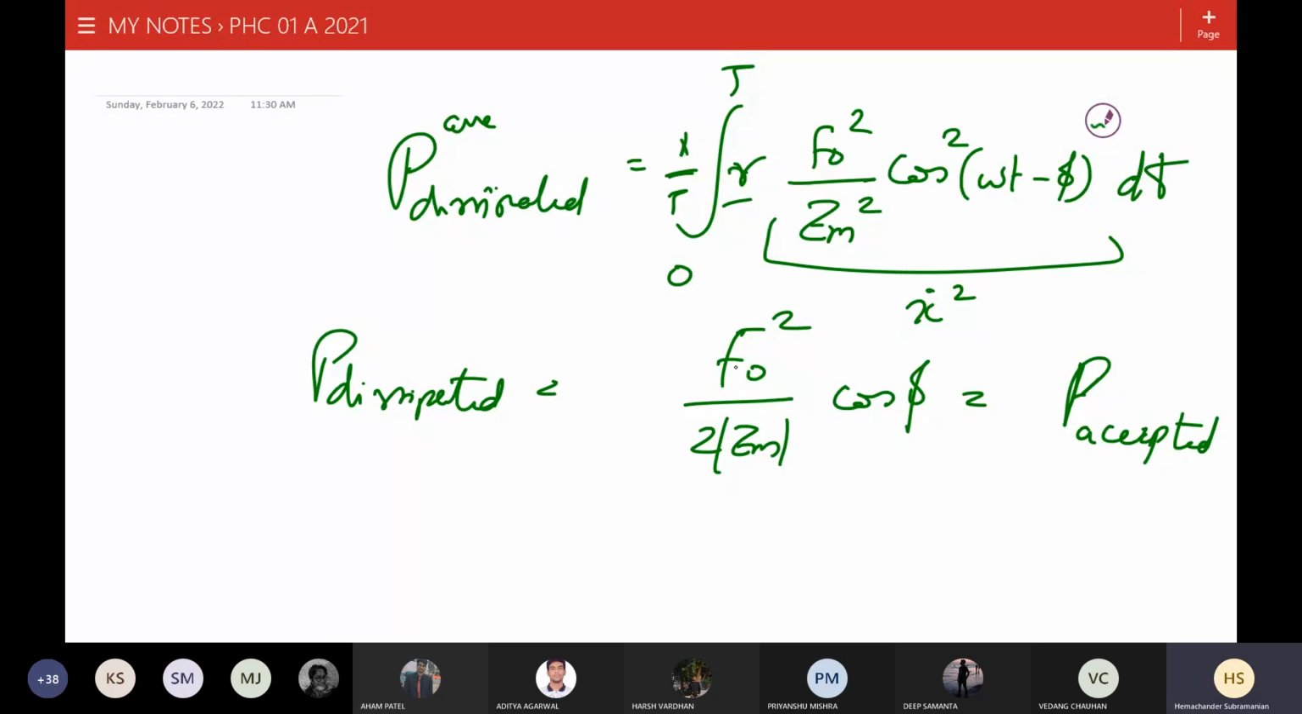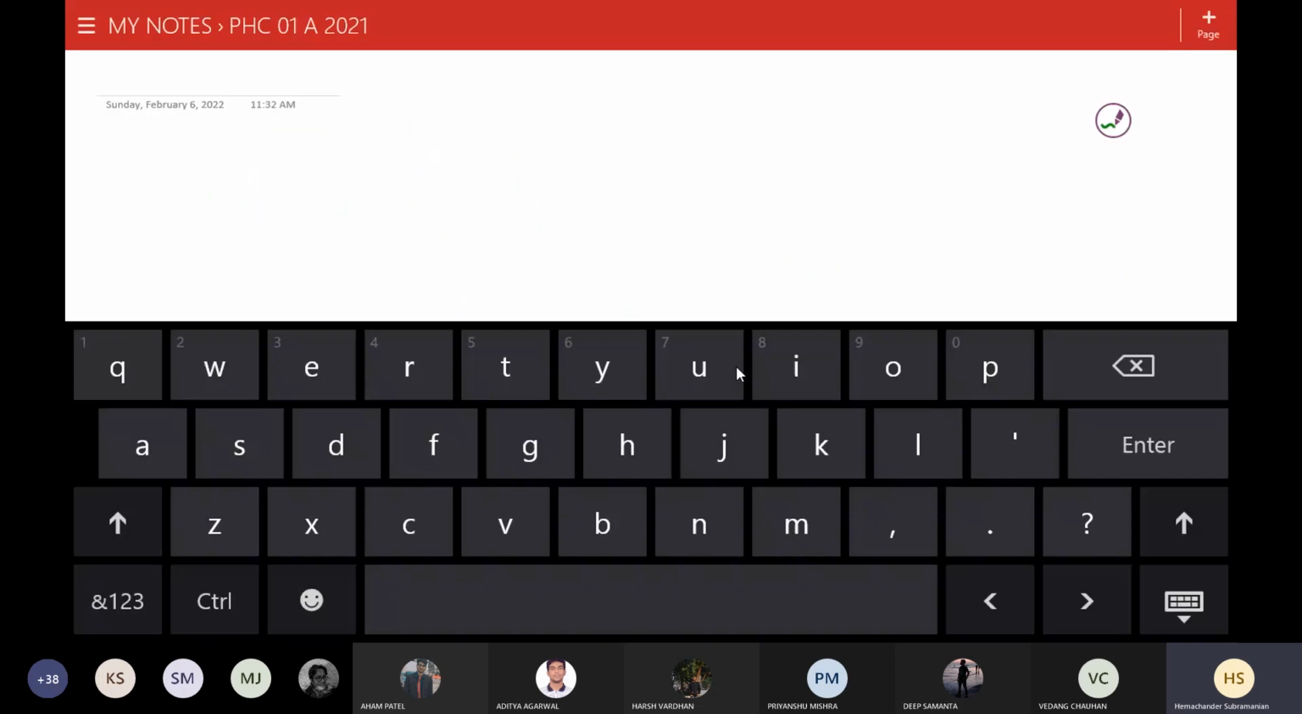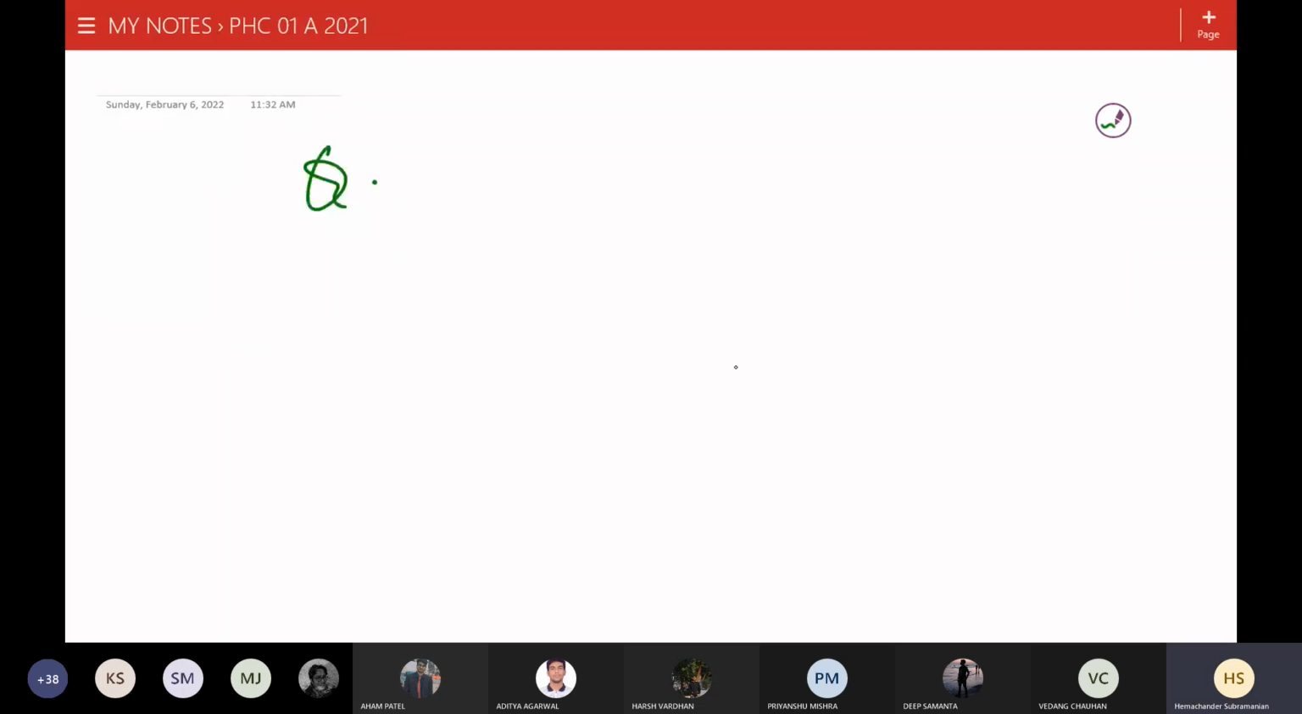Does it make sense? It's simple. I could have just told you guys the power dissipated is power accepted. It's obvious, no questions asked. But we are going to use these terms in defining the Q factor. Now Q factor is related to the bandwidth of the resonance curve.